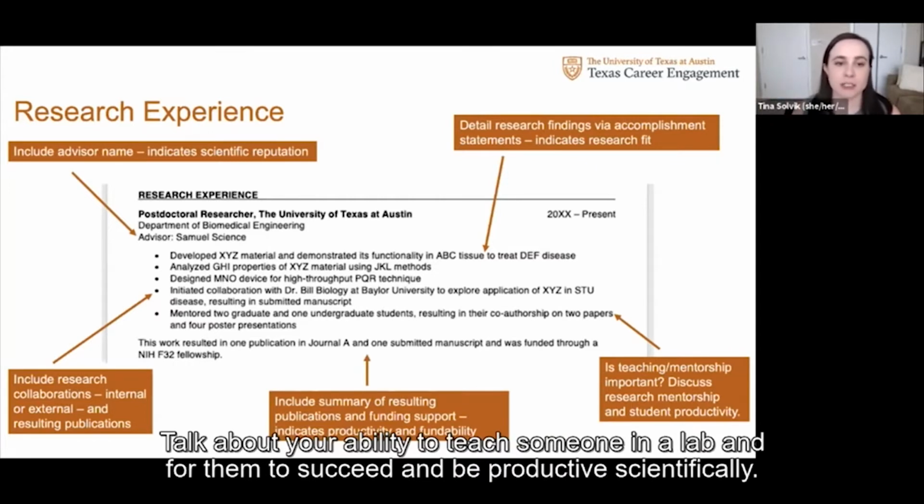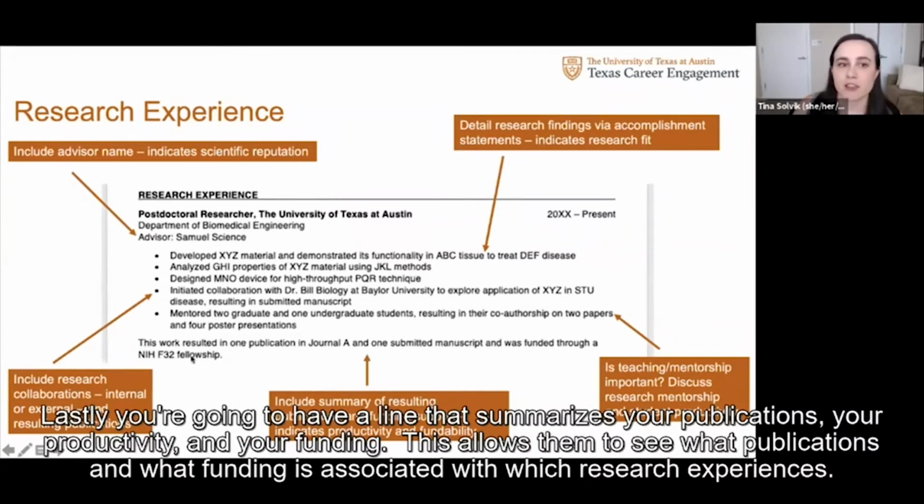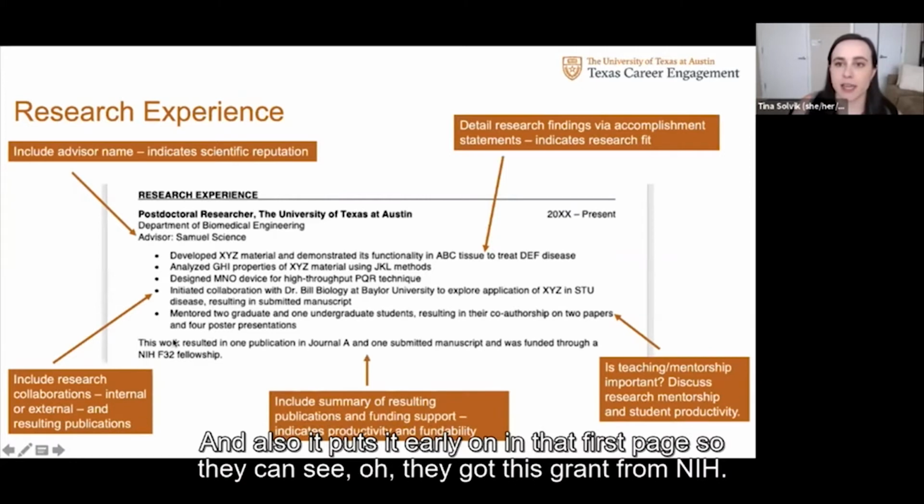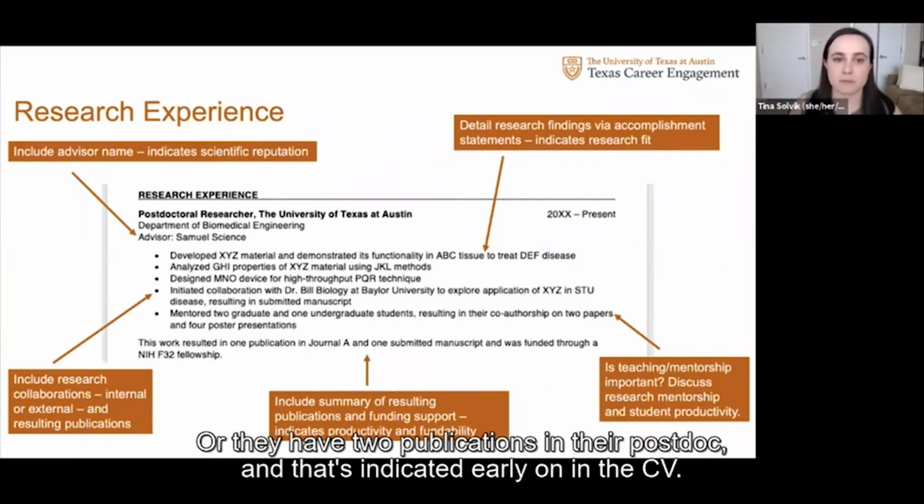And then lastly, you're going to have a line that summarizes your publications, your productivity, and your funding. This allows them to see what publications and what funding is associated with which research experiences. And also it puts it early on in that first page so they can see, oh, they got this grant from the NIH, or they have 2 publications from their postdoc, and that's indicated early on in the CV.